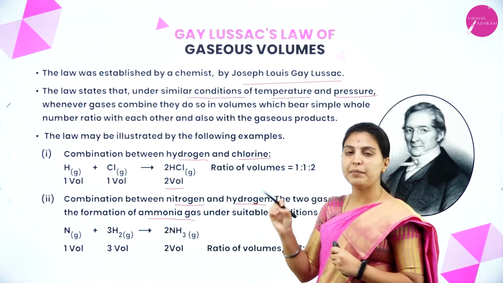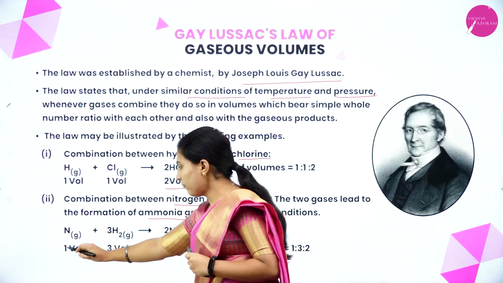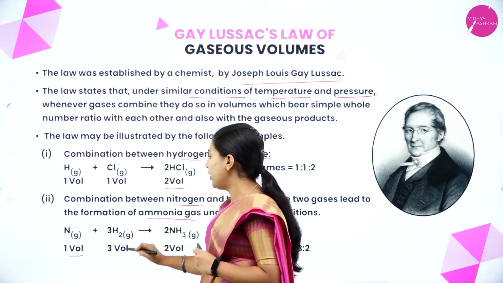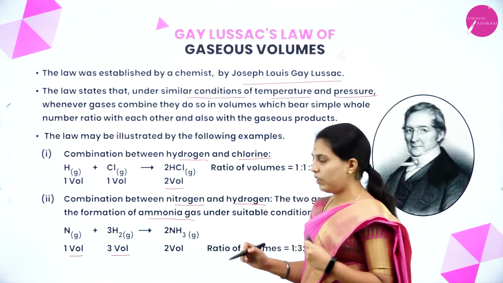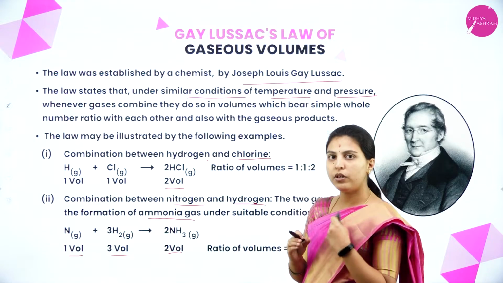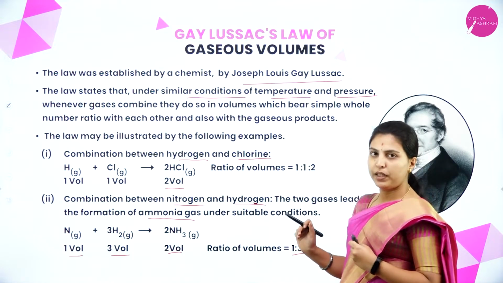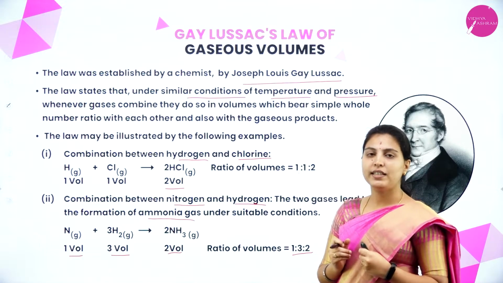Suitable conditions of temperature and pressure will be produced there. Nitrogen is 1 volume, hydrogen is 3 volumes. Overall, combining everything, you will get 2 volumes of ammonia. What is the ratio? 1:3:2. That's what this law is stating.